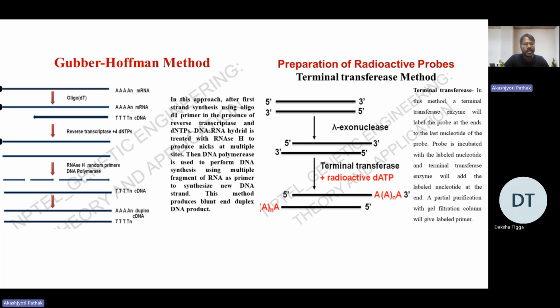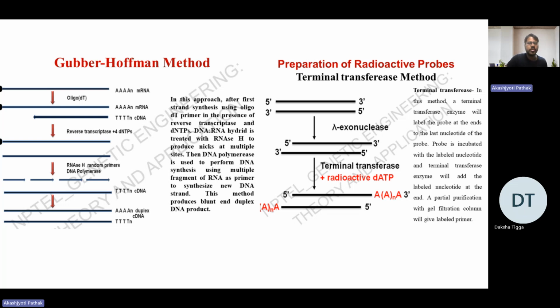So now we'll quickly understand the method by which you can prepare a cDNA library. These were covered in detail in the lecture, so we are quickly revising these concepts. The Gubler-Hoffman method is one method by which you can prepare cDNA from mRNA. You have your mRNA, and eukaryotic mRNA has a poly A tail. So you can use an oligo-dT primer and then amplify, and that will give you the cDNA.